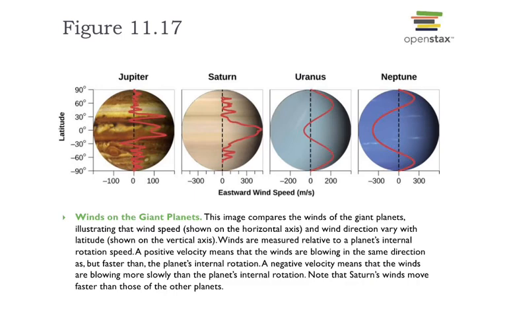The winds on the giant planets, again, vary with their rotation. And since they're not solid, rotations along the equator and towards the poles are going to be different. But here in this chart, we could kind of see the relationship of those winds with the latitude.